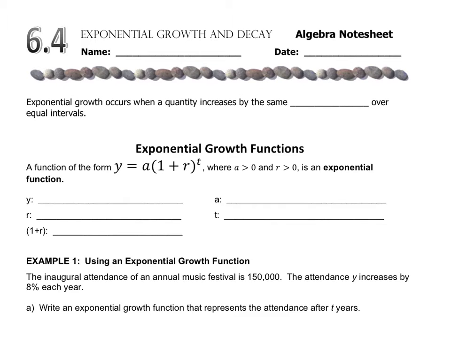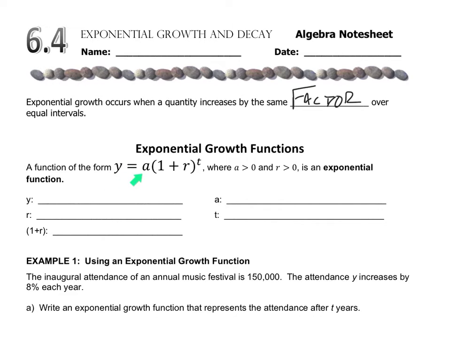Today we're talking about exponential growth and decay. Exponential growth occurs when a quantity increases by the same factor over equal intervals. So remember, with factors, we're multiplying something over and over again. So here is the exponential growth function and what it looks like.